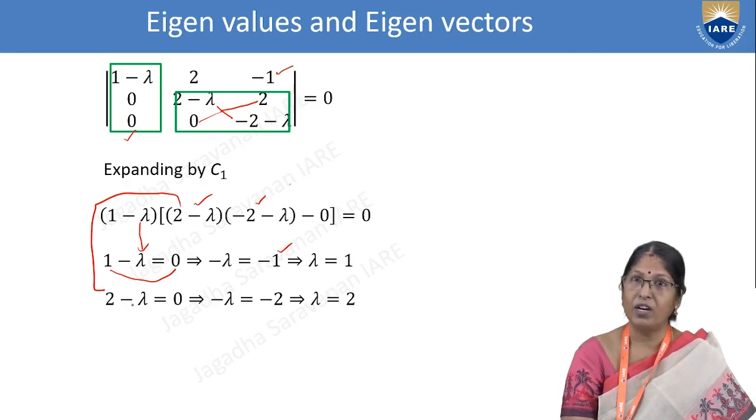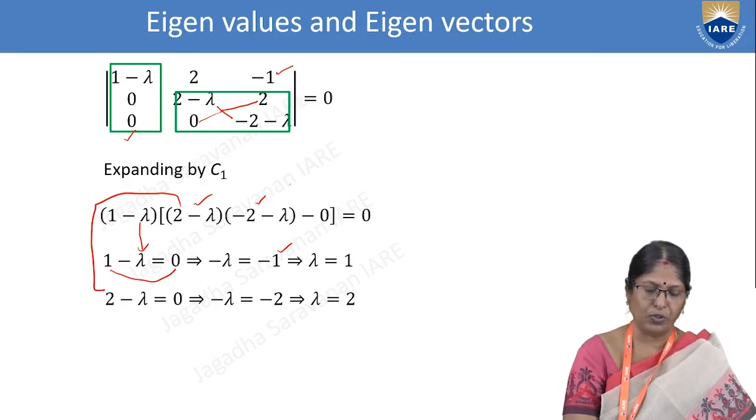It has come here: 2 minus lambda equal to 0. So minus lambda equal to minus 2. On both sides, the negative sign is cancelled. We are getting lambda equal to 2.